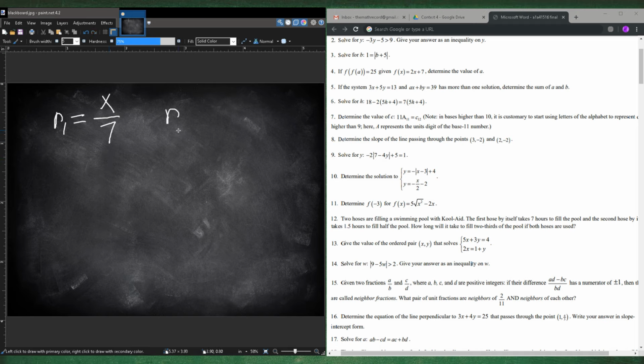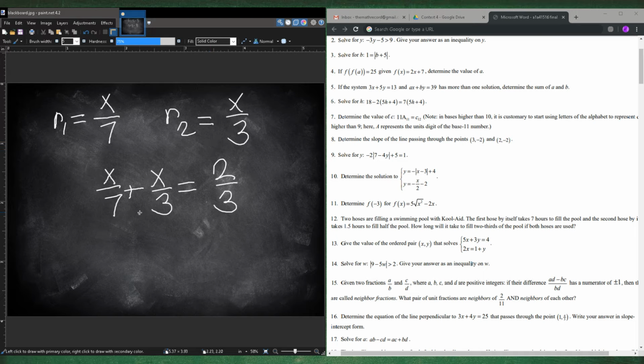And then we have rate 2, which is the second hose. By itself it takes 1.5 hours to fill half the pool. So if it takes 1.5 hours to fill half, that means to fill the entire pool it takes 3 hours. So this one's just x over 3. How long would it take to fill 2/3 of the pool if both hoses are used? The rate would be x over 7 plus x over 3, because you have to add both the rates together, which equals 2/3 of the pool.